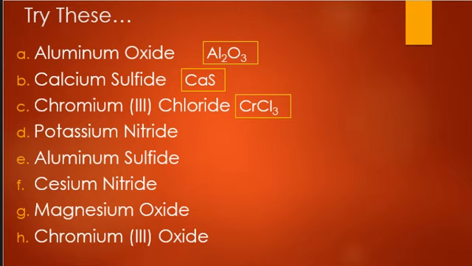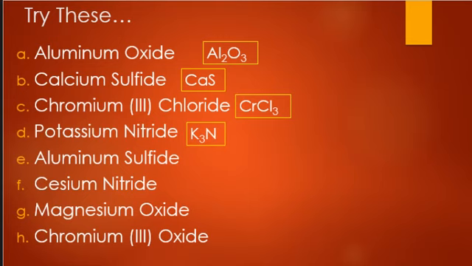Potassium nitride. Okay, we're looking at potassium, that's K, and nitrogen, that's N. So we know where K is, all the way to the left. Nitrogen to the right. Anybody have an answer for me? Somebody said it. K3N. And that's potassium nitride.